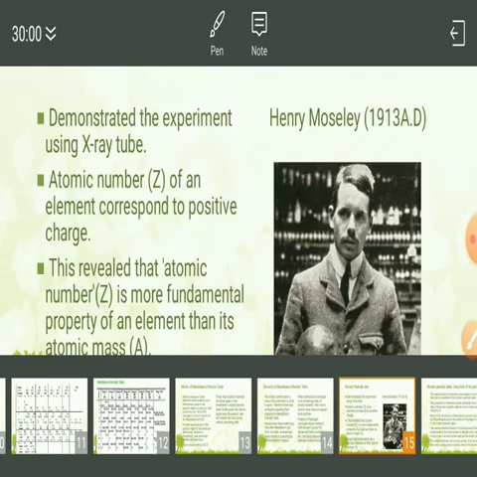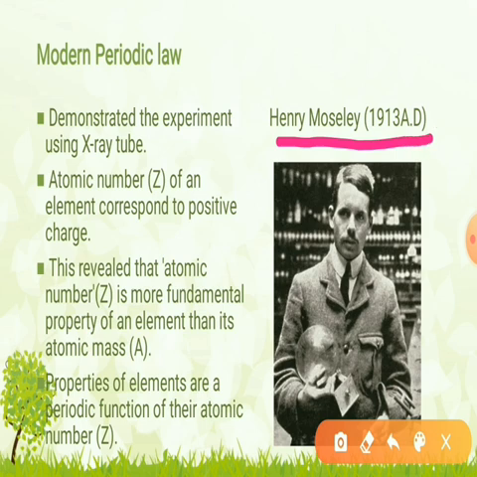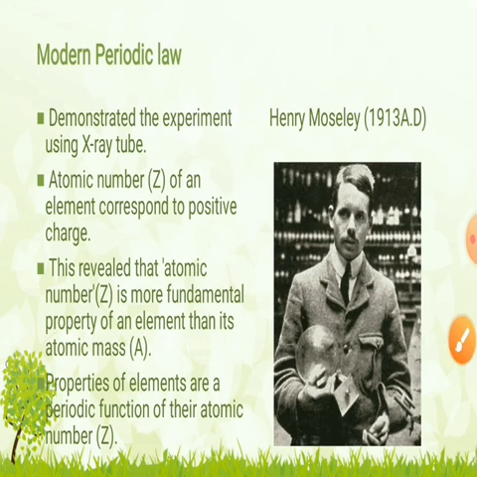Now we will be studying the modern periodic law, which was given by Henry Moseley in 1913 AD. He demonstrated in an experiment using an X-ray tube that the atomic number Z of an element corresponds to the positive charge on the nucleus, or the number of protons in the nucleus of the atom of that element. This reveals that atomic number is a more fundamental property of an element than its atomic mass.